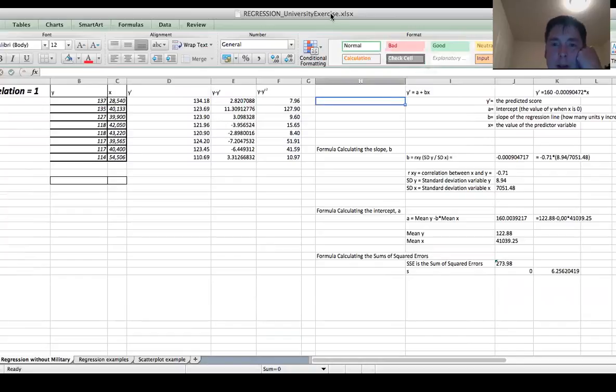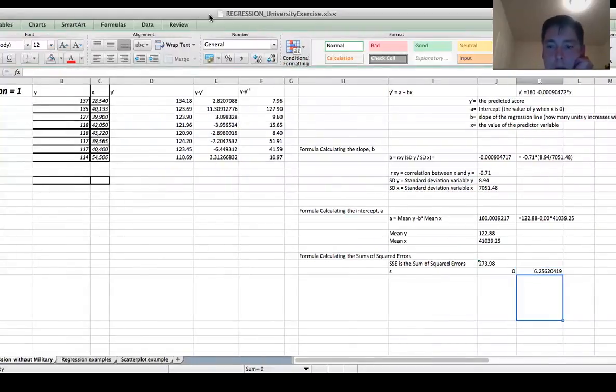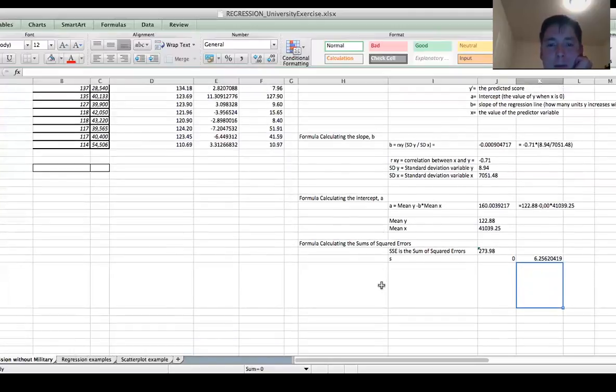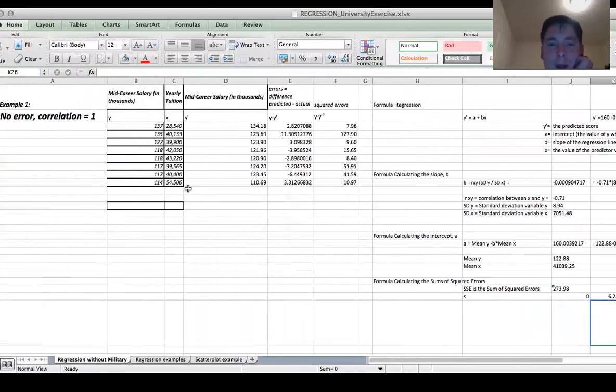And then we calculate the standard deviation of the sum of squared errors, which is this formula right here, which gives us the 6.26. So now what I'd like to show you is also a bit of an easier trick, because regression is quite common and Excel has a nice little function for it.